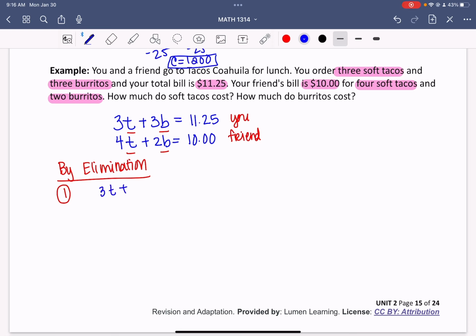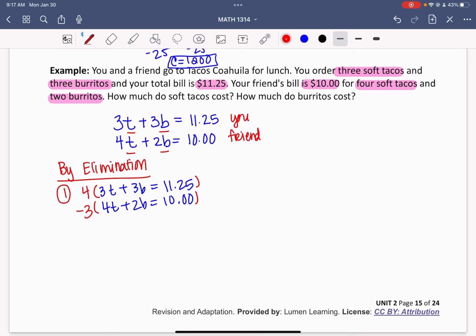So I'm just going to rewrite the problems here. And what I want to do is I want to create opposites on one of them. I'm going to create opposites on the soft tacos. And so in order to create opposites on these equations, I'm going to have to multiply through by something. 3 and 4, the least common multiple between those is 12. So I'm going to create 12s on these, and one's going to be opposite. So I can do 4 times that 3 to give me a 12. And I'm going to have to multiply everything in the second one by -3 to work that out.